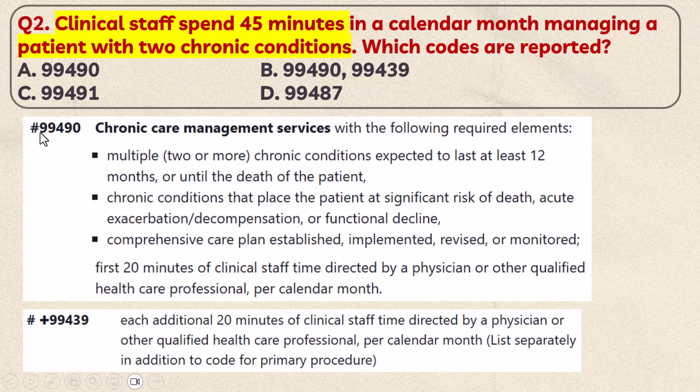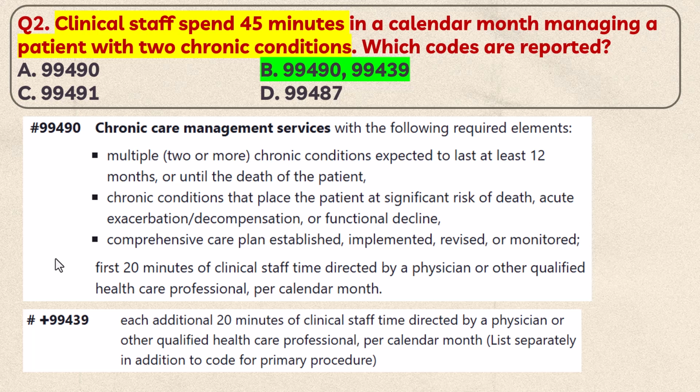Code 99490 is chronic care management services with the following required elements. Multiple, 2 or more chronic conditions. In our case, 2 chronic conditions. Expected to last at least 12 months or until the death of the patient. First 20 minutes of clinical staff time directed by the physician or other qualified healthcare professional per calendar month. So for the first 20 minutes you use this code, but in our case it is 45 minutes. Each additional 20 minutes of clinical staff time directed by the physician, you can use the add-on code. So the correct answer will be answer B.